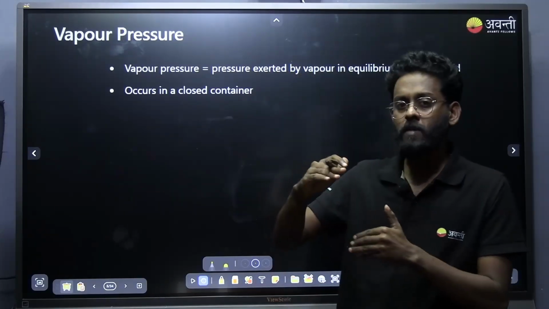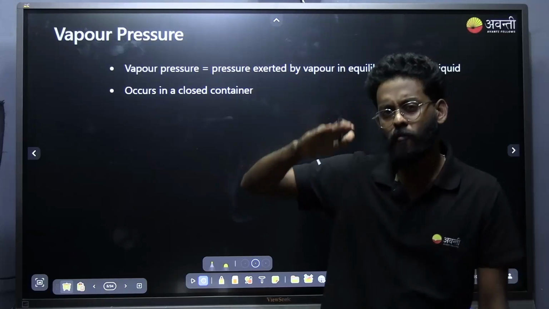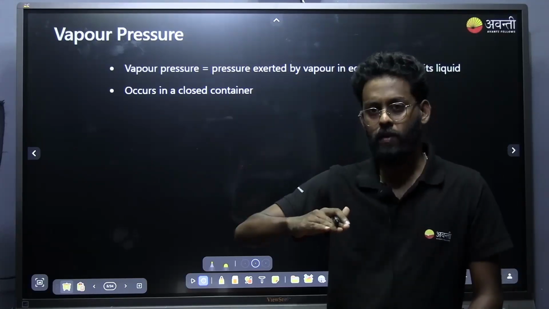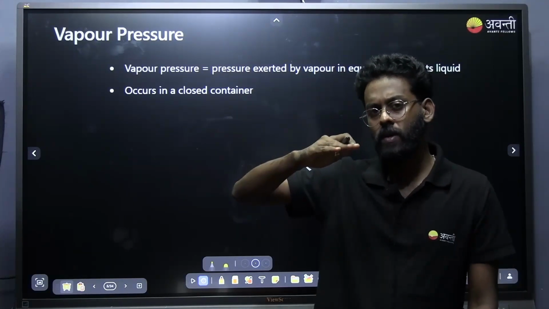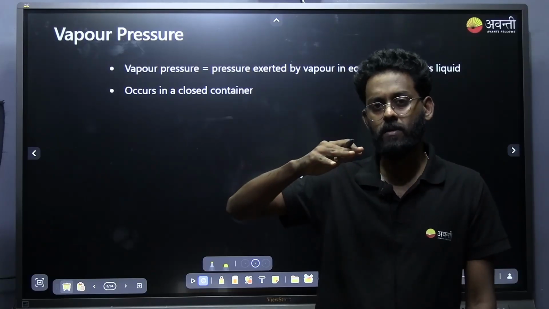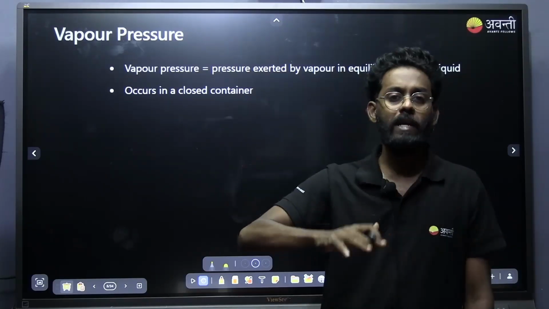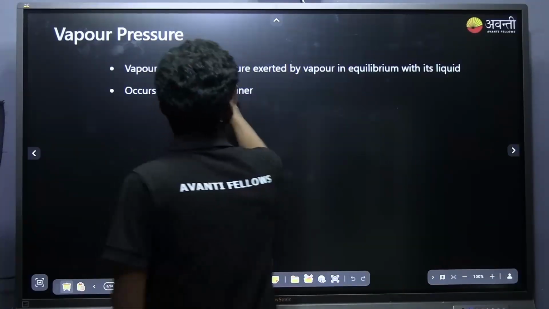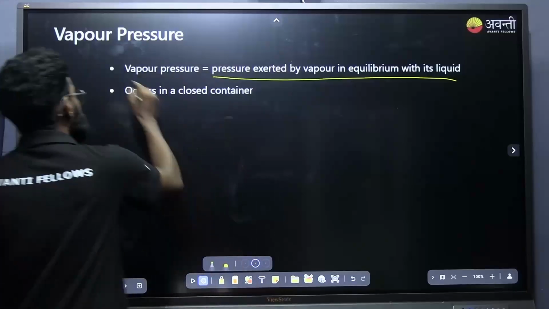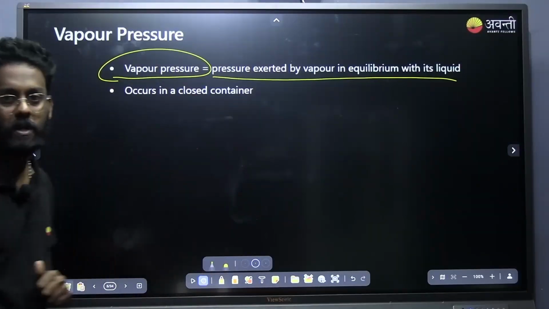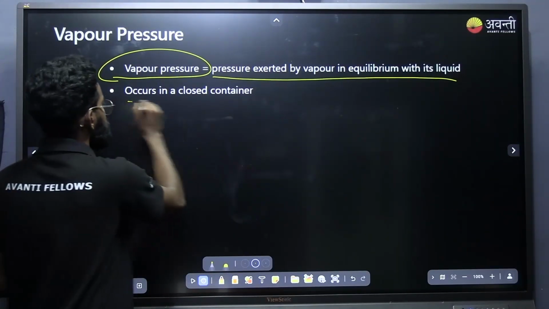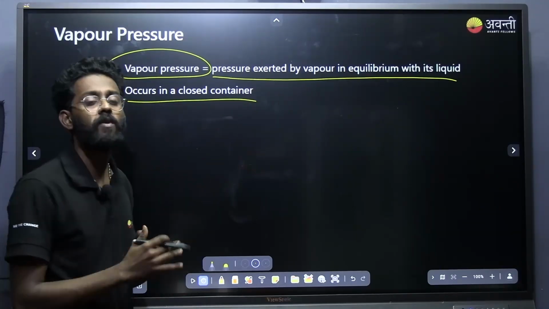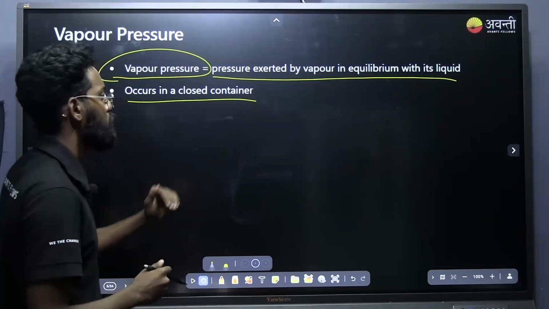So this water vapor which is present above the surface of liquid will be applying pressure to the liquid. When these two are in equilibrium with each other, that is what we can call vapor pressure. And this vapor pressure concept we will be applying only in the case of a closed container.